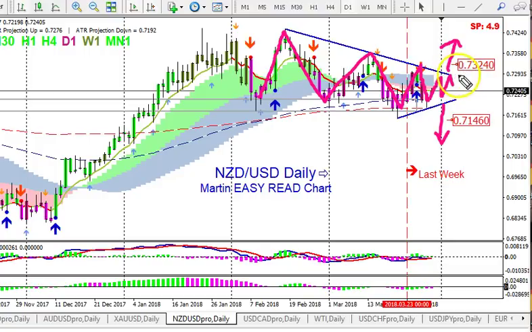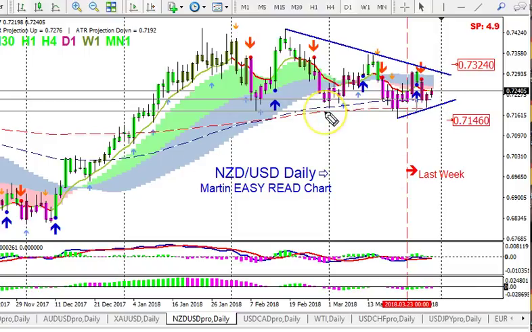I don't know. If you think price is going to go higher, then you could look at buys above 0.7324. If it's going to go lower, okay, you could look at sells below 0.7146.